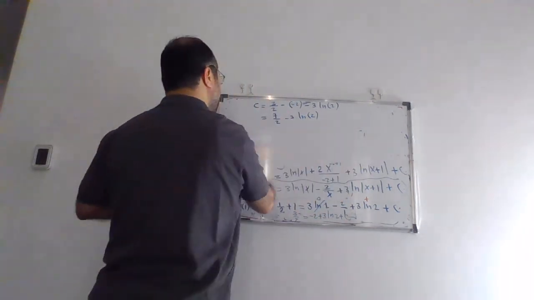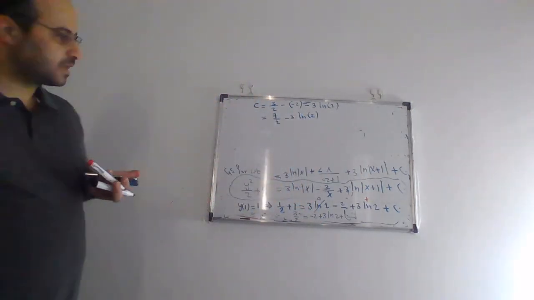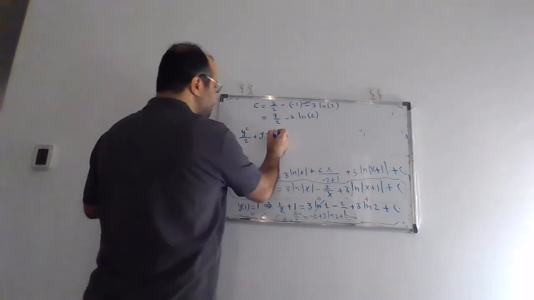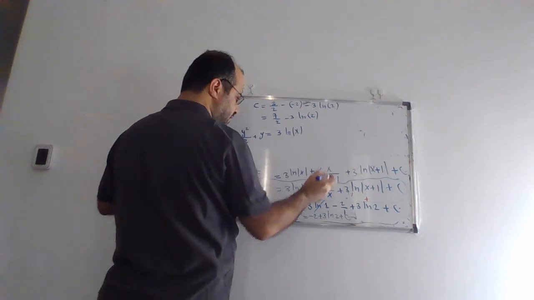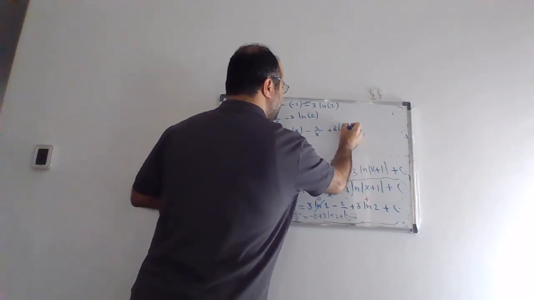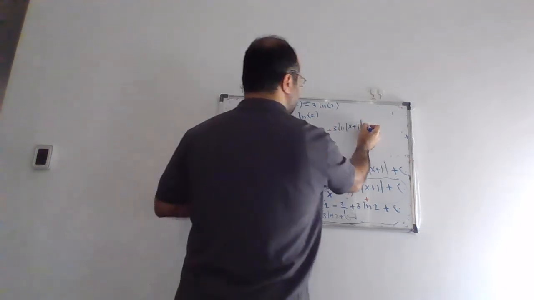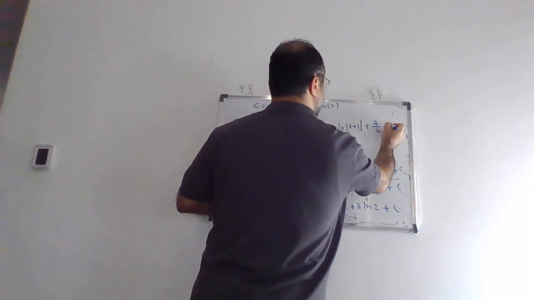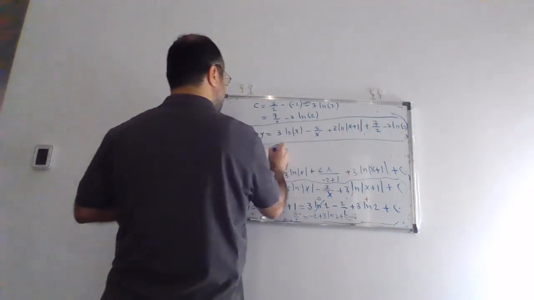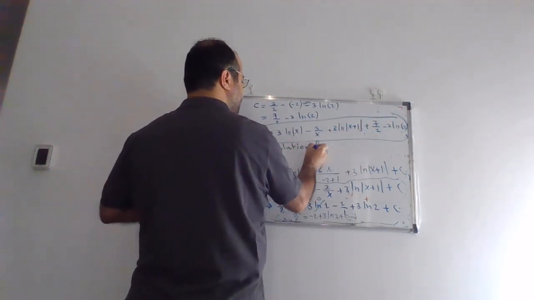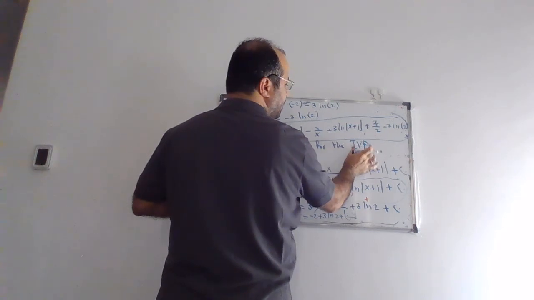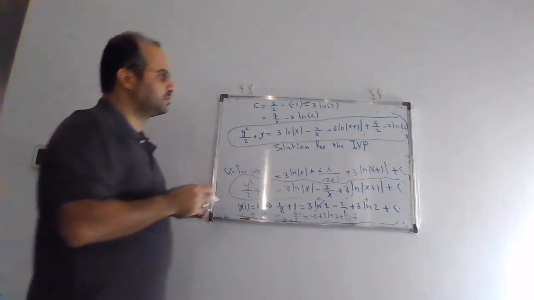No need to use a calculator, so we can keep it like this and say that my solution here is 3 ln absolute value of x minus 2 over x plus 3 ln of x plus 1, and then c is just 7 over 2 minus 3 ln of 2. This is the solution for the initial value problem, so the differential equation plus the initial condition. So this is a particular solution.